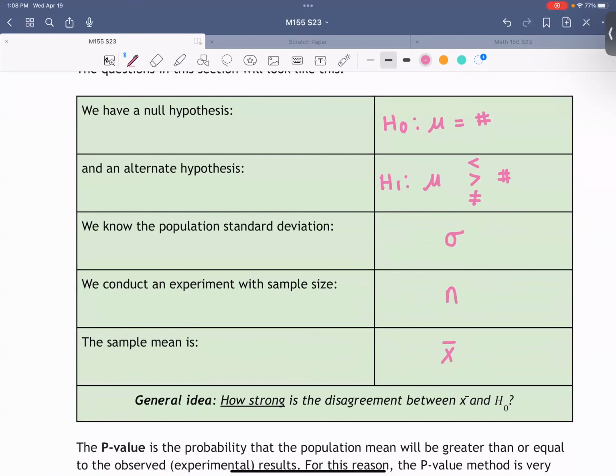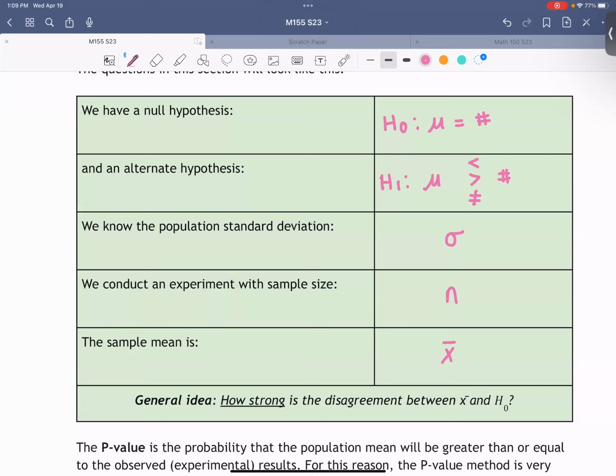Now, thinking back to the card example, we thought that the deck was 50-50 red and black cards. Then we did an experiment and we got 10 red cards and 0 black cards. And that made us really suspicious, because it's very improbable to get 10 red cards in a row.